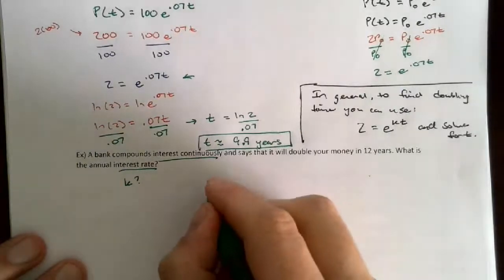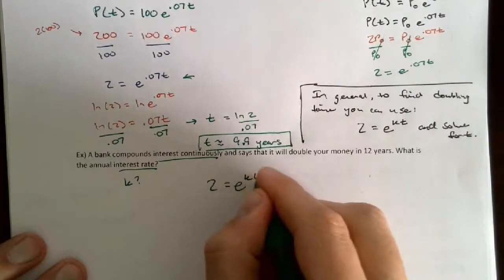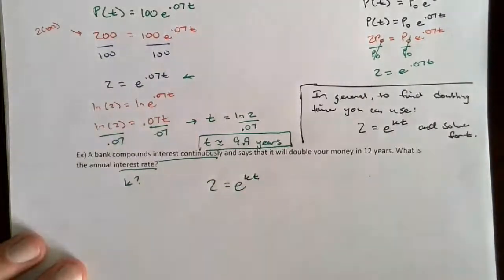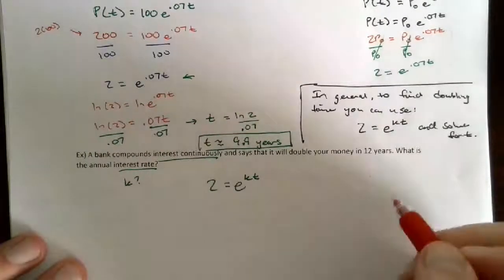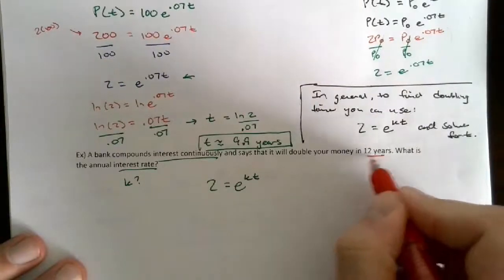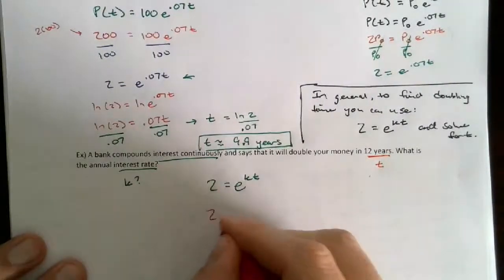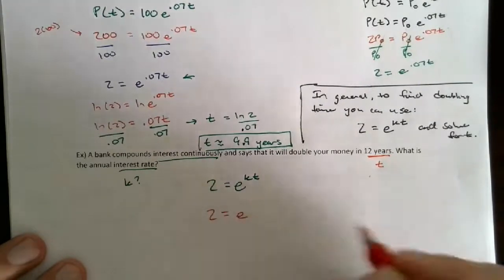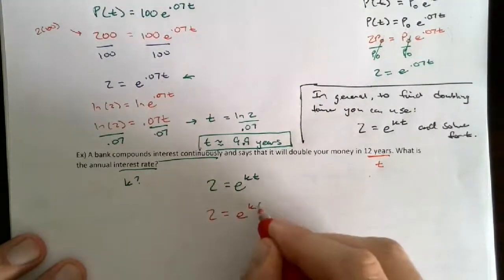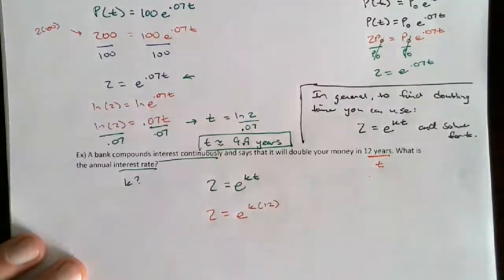Well, it's 2 equals e to the kt. Now they told you what t is. Remember, to solve this for k, you're going to have to know what t is. Well, 12 years is your t. So this formula is actually 2 equals e to the k times 12.